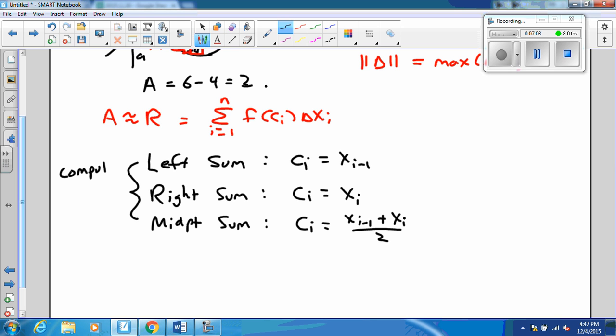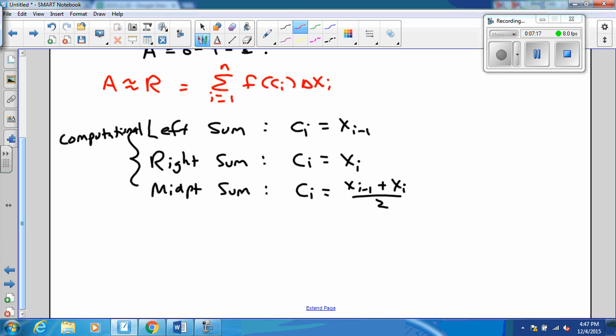And I said that these three are useful for computational purposes. If I have to do a sum by hand, I'm going to do one of these three. I also said that there were two theoretically useful sums, and one of them is the upper sum, which I'm going to give the symbol U.